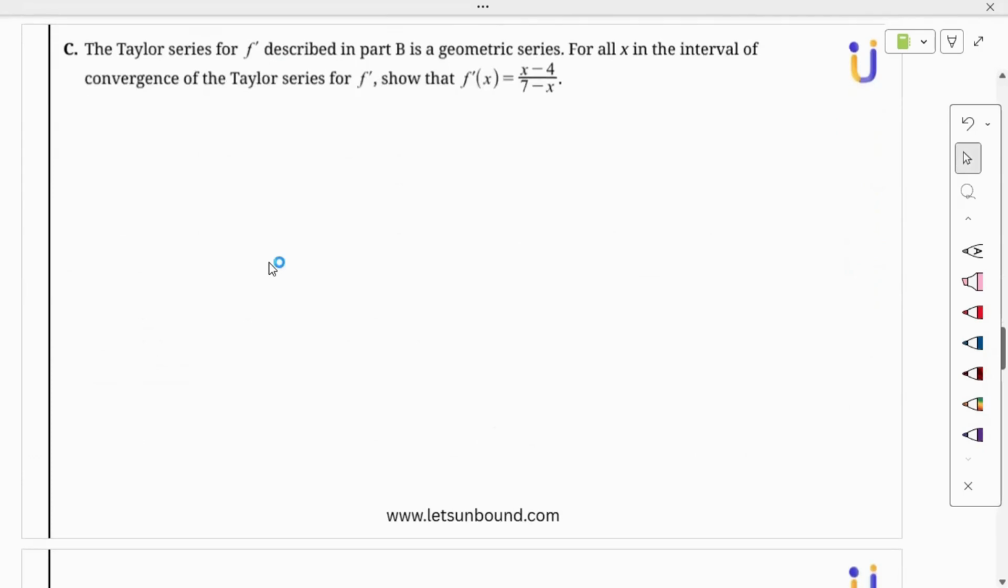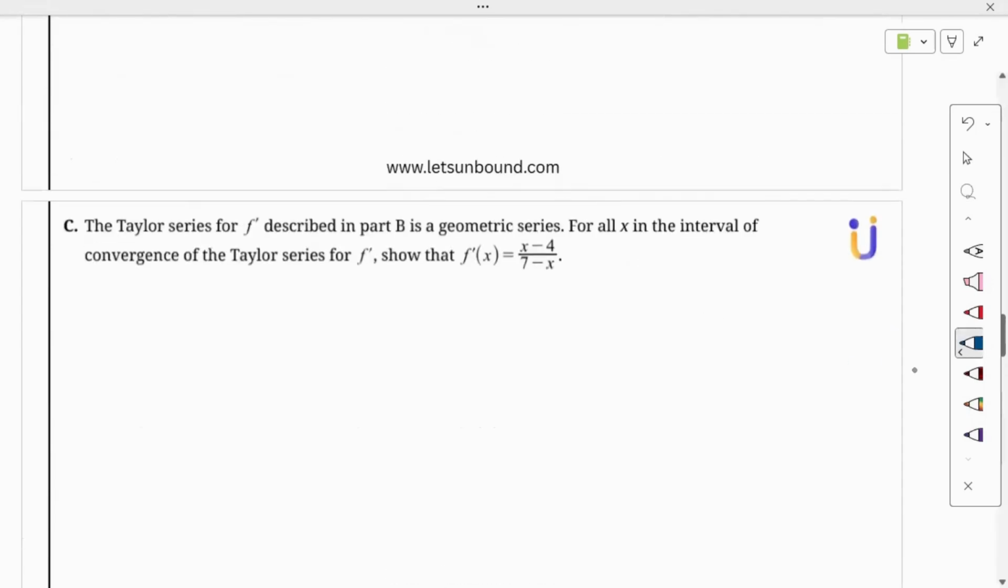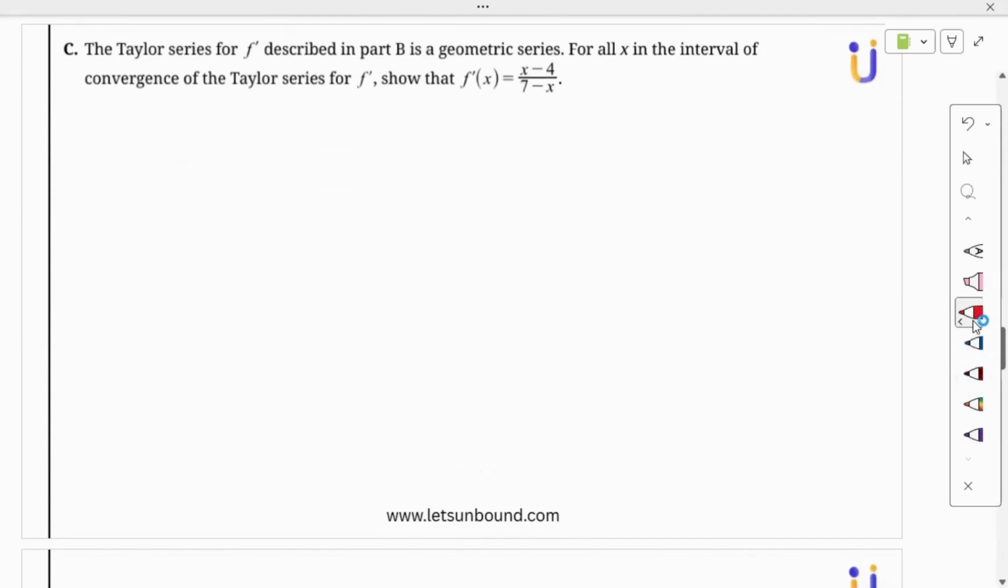Now moving to part C, infinite geometric sum. The Taylor series for f prime described in part B is a geometric series. For all x in the interval of convergence of the Taylor series for f prime, show that f prime of x is this. Okay, so they said it's an infinite geometric series. Yes, of course we can note that there is a common ratio between the terms, like even in the first three terms we can find it. So this is an infinite series.